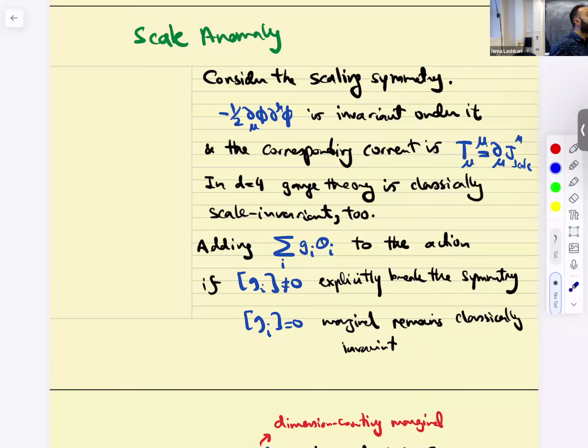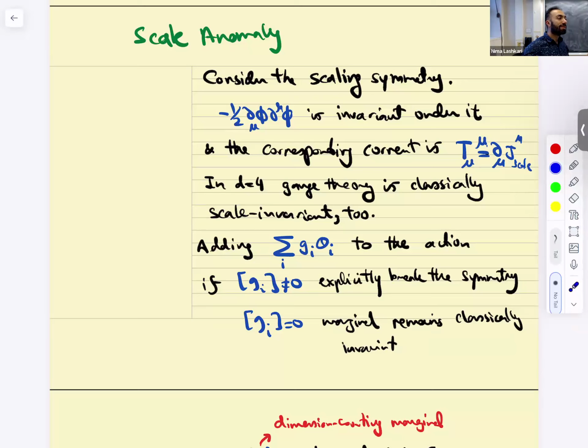Last lecture we gave another example of an operator that's quite often there. If you have a global symmetry, or if you have a gauge theory, you have the current associated to that. What's the dimension of that?